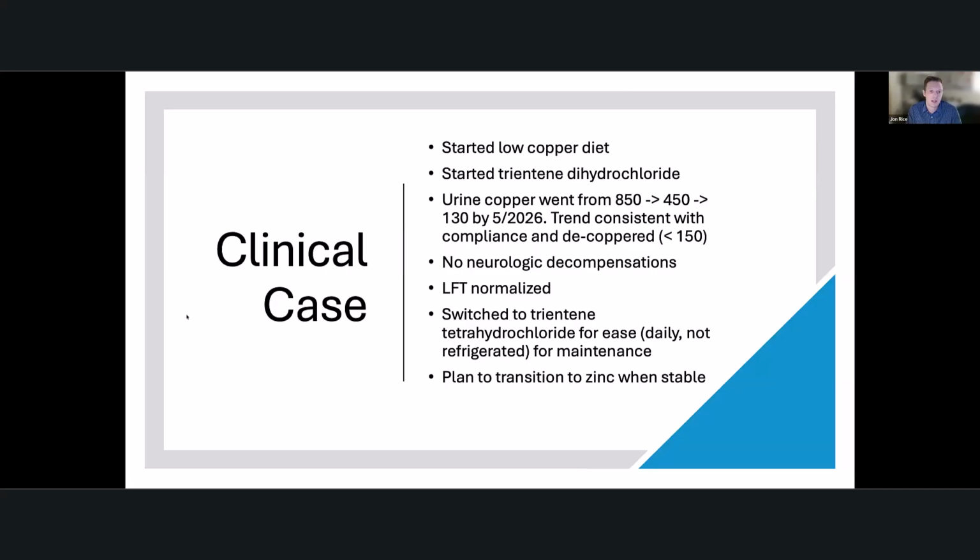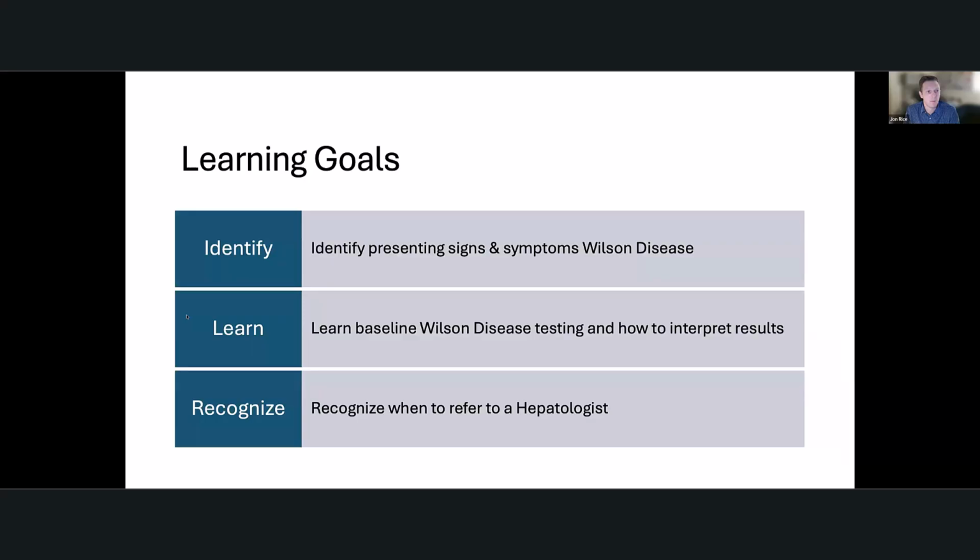She had no neurologic or neuropsychiatric decompensations. Her LFTs normalized, and we recently switched her to trientine tetrahydrochloride for ease since she's in college and travels. I've had patients who've had to ask the stewardess to keep their trientine cold for the flight and all these things, so it's nice to have options. Eventually, her plan is to transition to zinc once she's stable for long-term management. Overall, she's doing really well and tolerating the treatment really well.